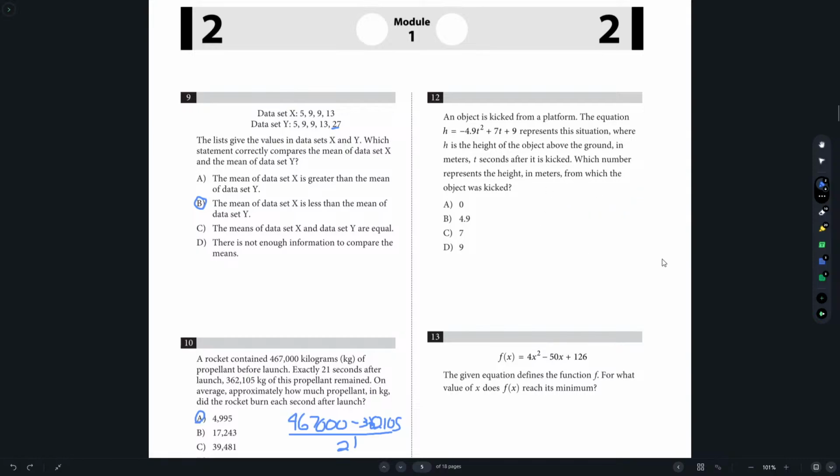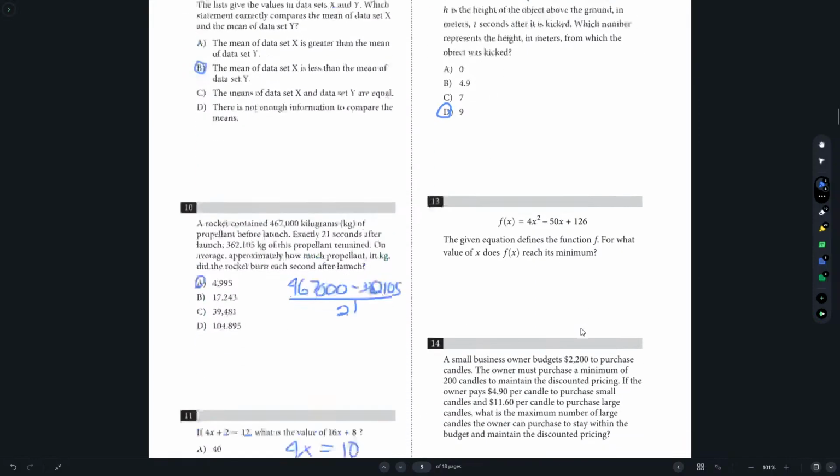An object is kicked from a platform. The equation h is equal to negative 4.9t squared plus 7t plus 9 represents the situation, where h is the height of the object above the ground in meters t seconds after it is kicked. Which number represents the height in meters from which the object was kicked? Well, when you plug in 0 for t, you get 9. So we can assume here that the height in meters from which the object was kicked was 9.